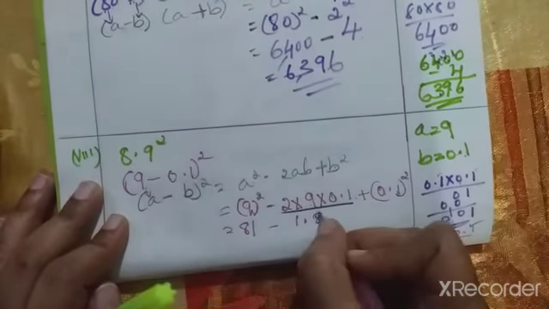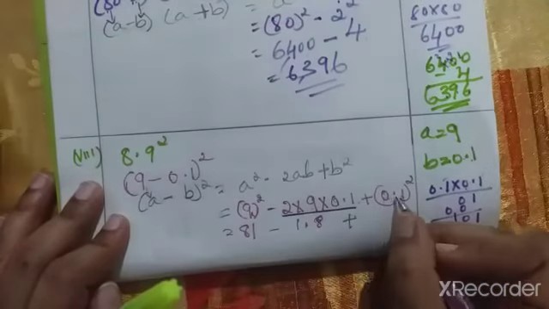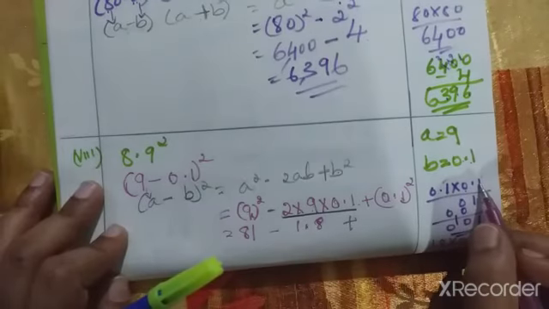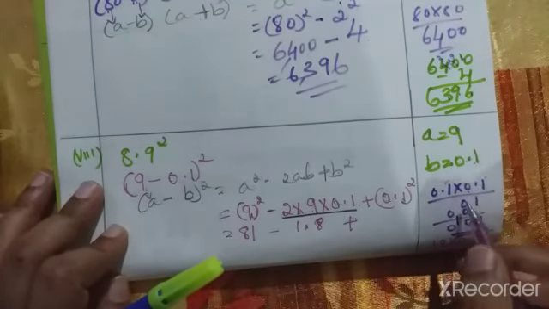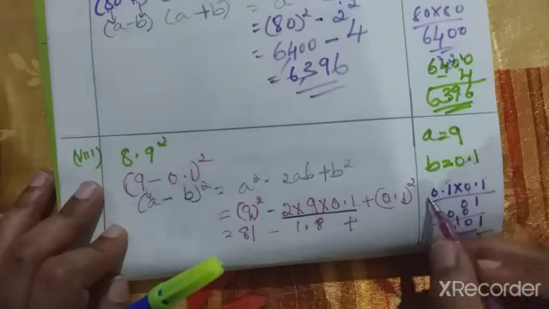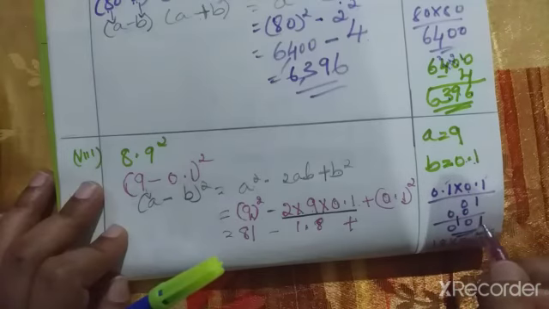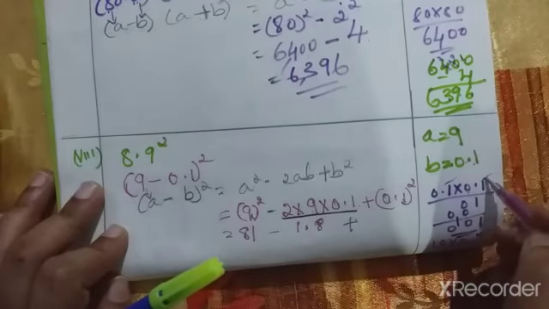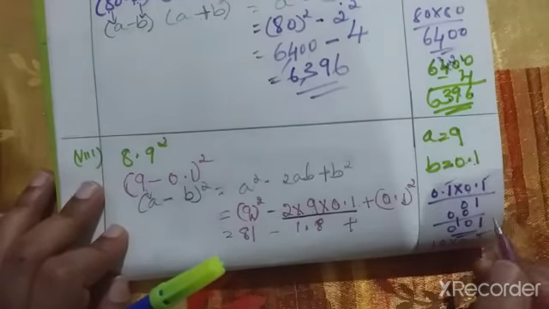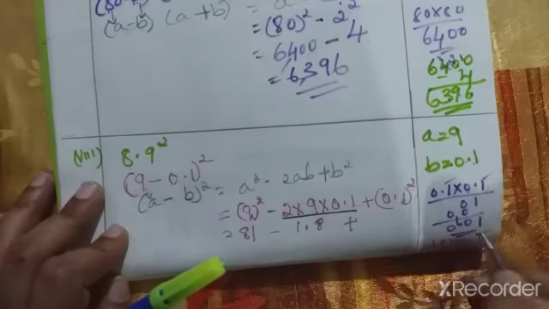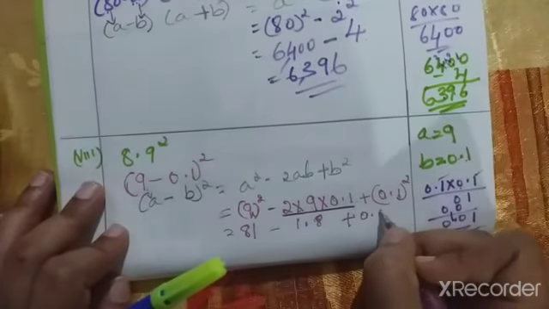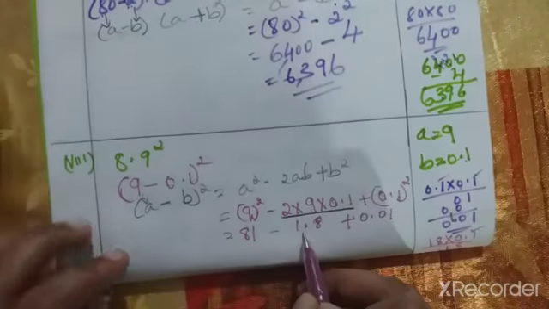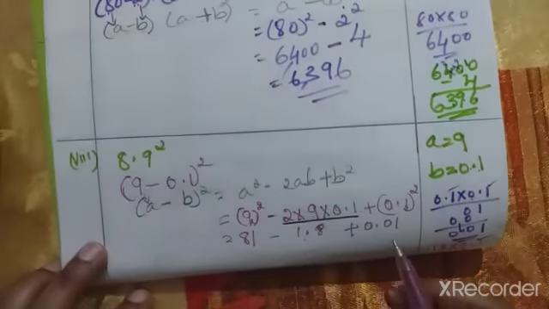Okay, 1.8 plus 0.1 whole square means we have to multiply 0.1 two times. 0.1 into 0.1: 1 1s are 1, 1 0s are 0, 0 1s are 0, 0 0s are 0. Answer is 001. So after one digit point plus one means after 2 digit points, we have to write the answer with 2 digits after the point. So the answer is 0.01.